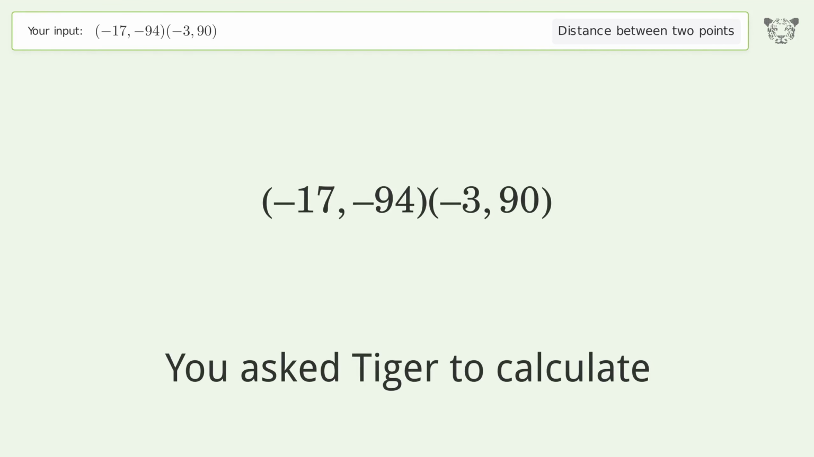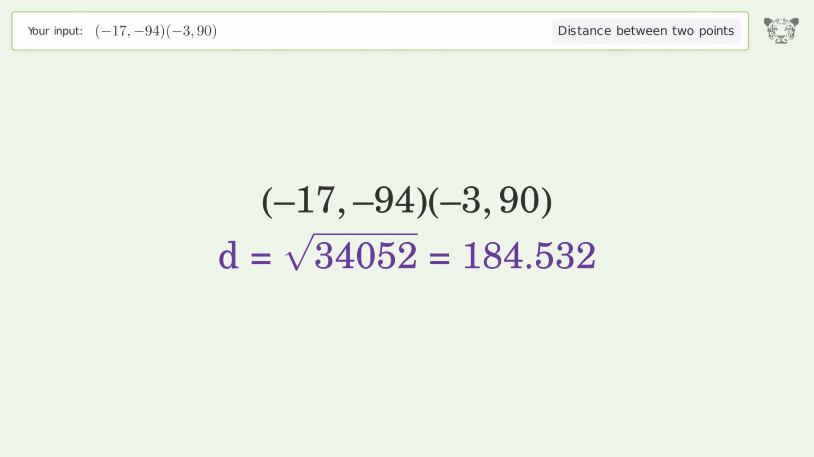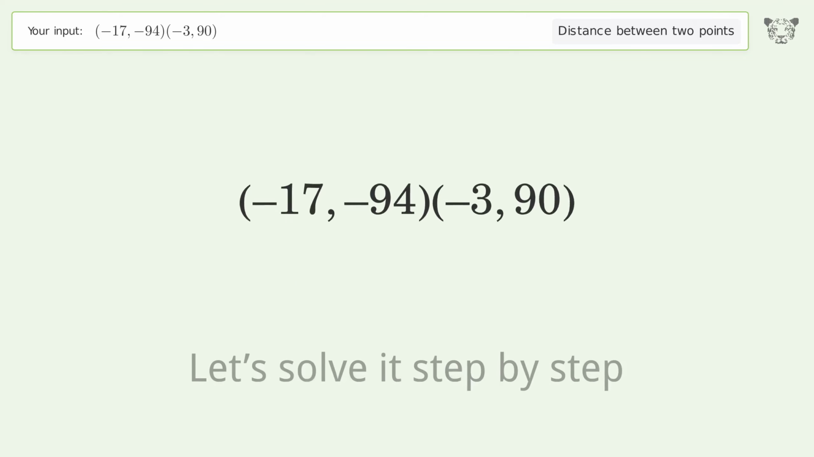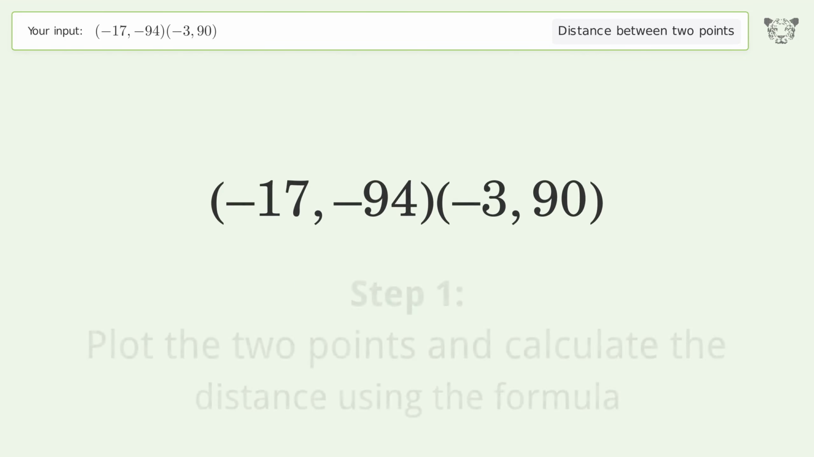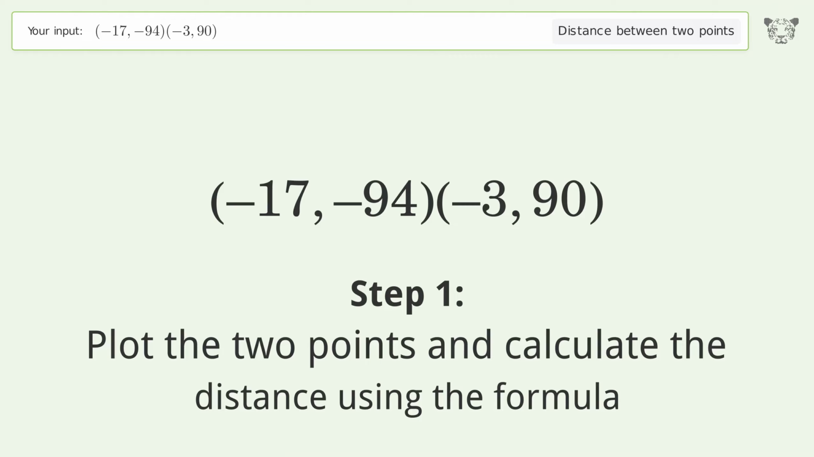You ask Tiger to calculate. This deals with the distance between 2 points. The distance between the 2 points is the square root of 34,052 or 184.532. Let's solve it step by step. Plot the 2 points and calculate the distance using the formula.